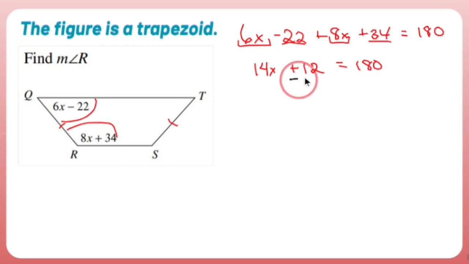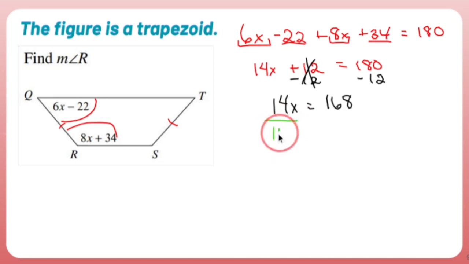Okay, let's get rid of this 12 first by subtracting 12 from both sides. 14x equals 168. It's 14x, not 4x. Boy, would that change things. Divide everything by 14. And x is going to equal 12. Circle that and call it a day, right?